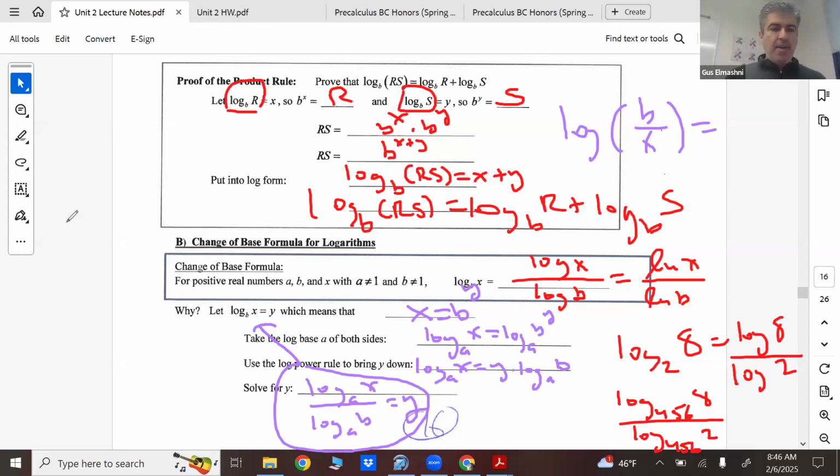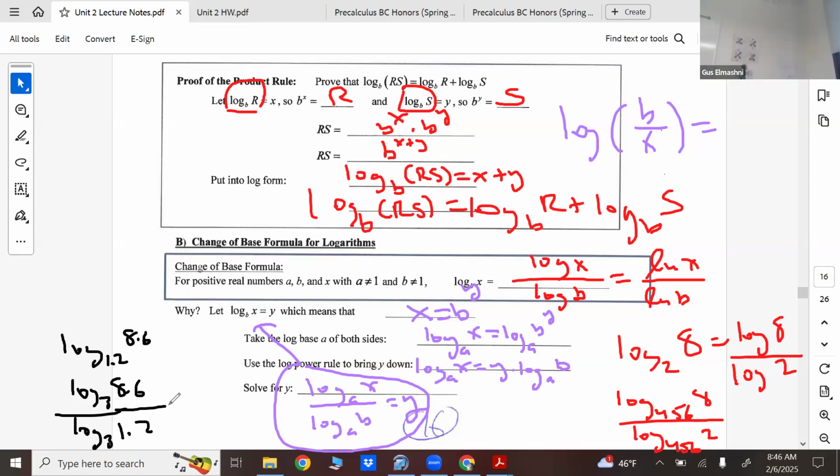Just one more example before we go on to the next page. If I have, say, log base 1.2 of 8.6, I can write it like this. What base am I using here? I know my handwriting sucks. It's the same thing. I can punch this in a calculator and get some weird number, and I can put these into my calculator and still get the same exact weird number. So you can use any base, but make sure they're the same. Very important.